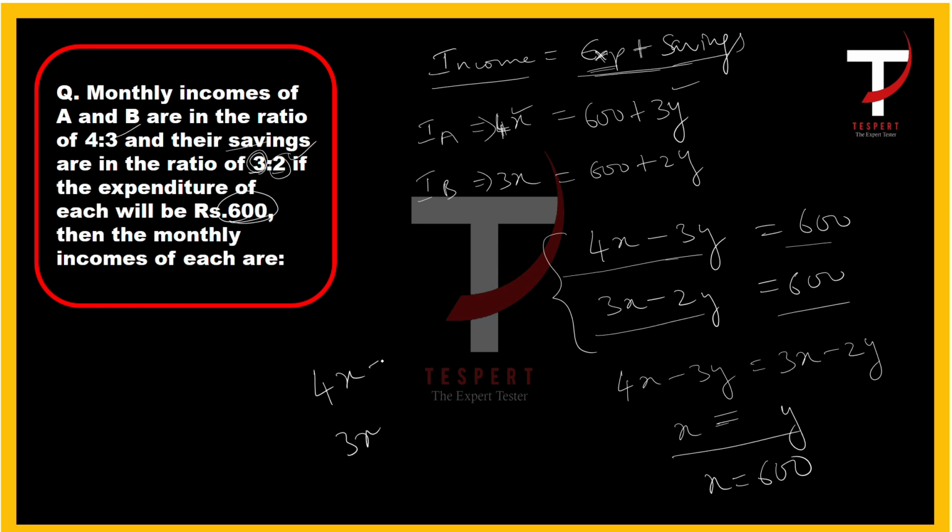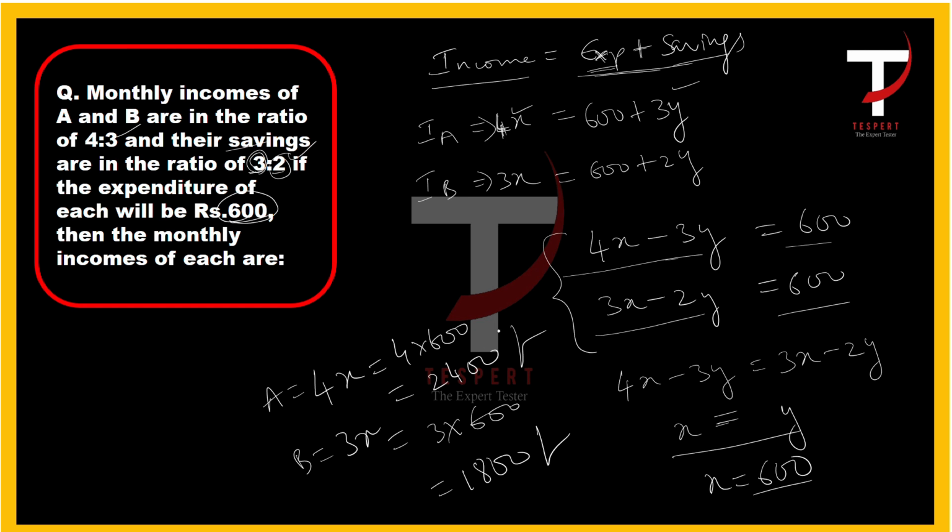So income of A is equal to 4 into 600, that is equal to 2400, whereas income of B is equal to 3x, that is equal to 3 into what is the value of x? 600, right? So 600, that is equal to 1800. So income of A and B are 2400 and 1800 respectively.